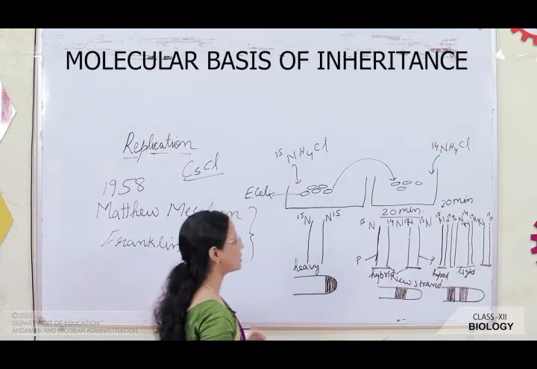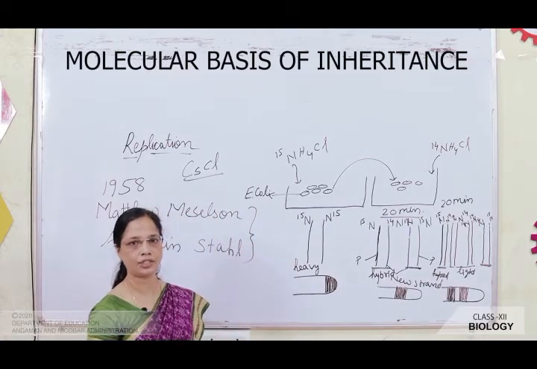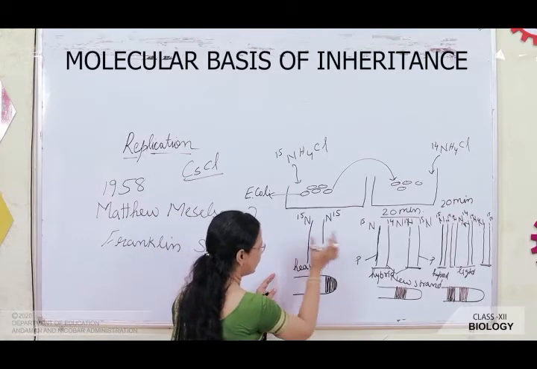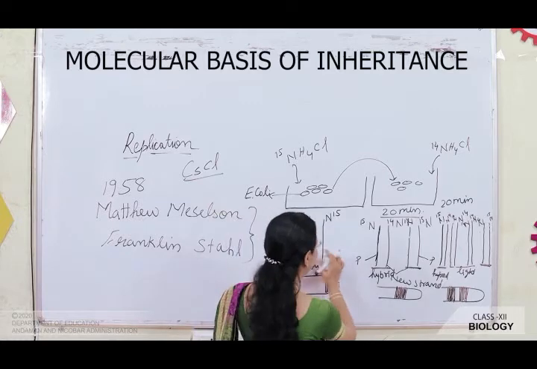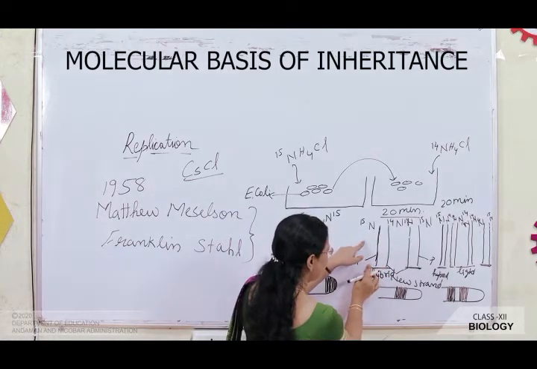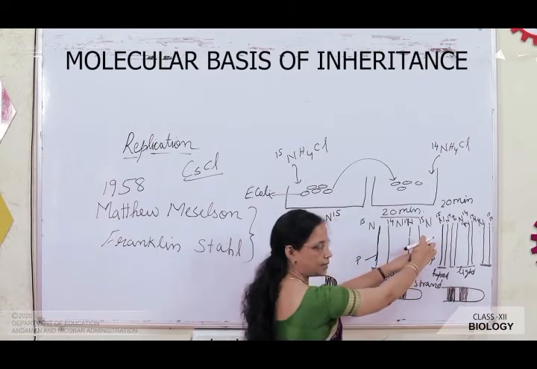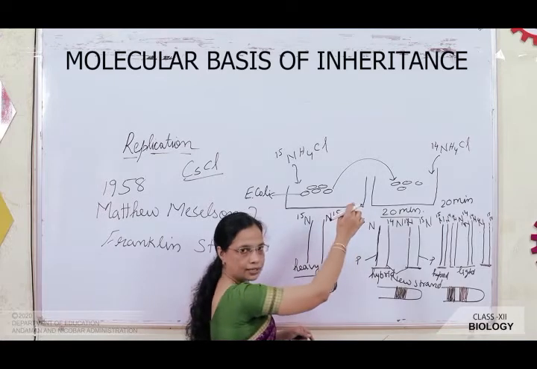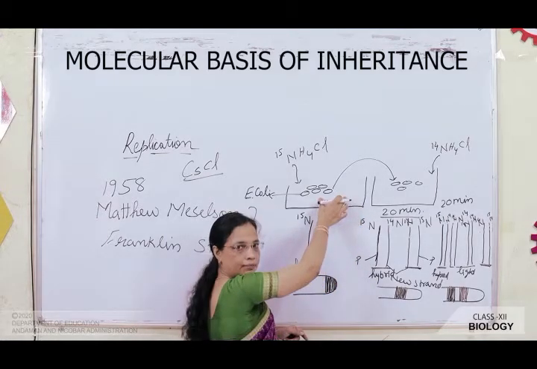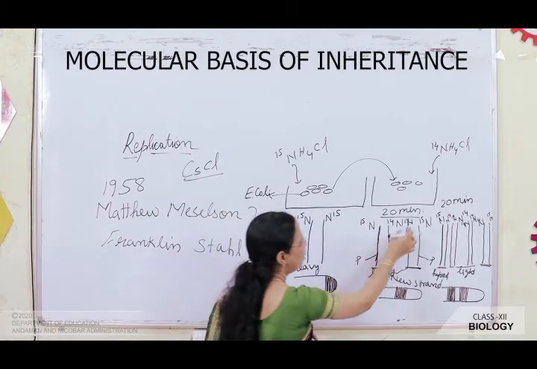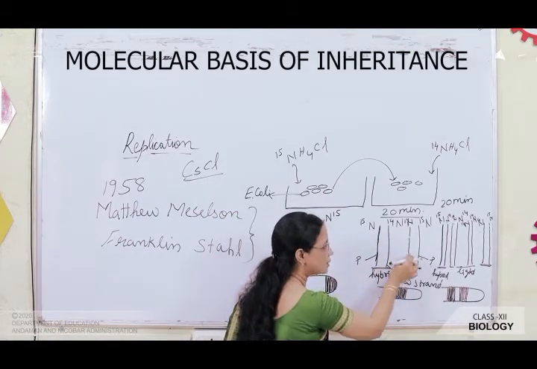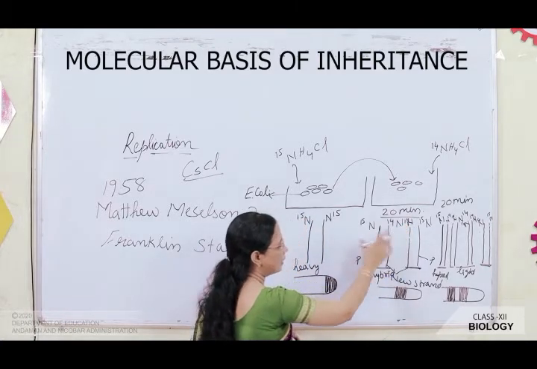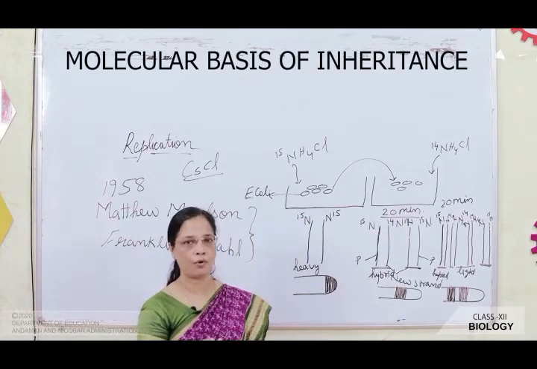From this experiment it is proved that DNA replication is semi-conservative. How? This is the parental strand. After replication, this parental strand is separated, and the next parental strand is separated, N15. A new strand is synthesized, N14. Why is the new strand N14? Because the nutrient medium has N14. So another new strand is synthesized on the next parental strand, and that is also N14. So that is why it is known as a semi-conservative mode of replication.